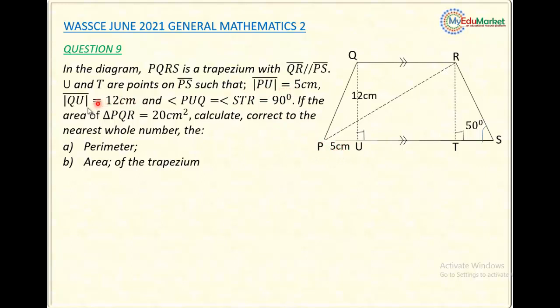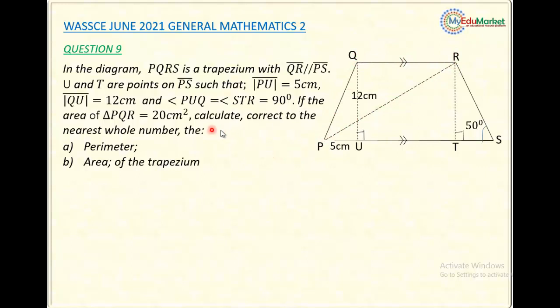QU is 12 centimeters, as also marked in the drawing, and the angle PUQ is equal to angle STR, so all are 90 degrees. The question says the area of triangle PQR, this very triangle, is 20 centimeters square.